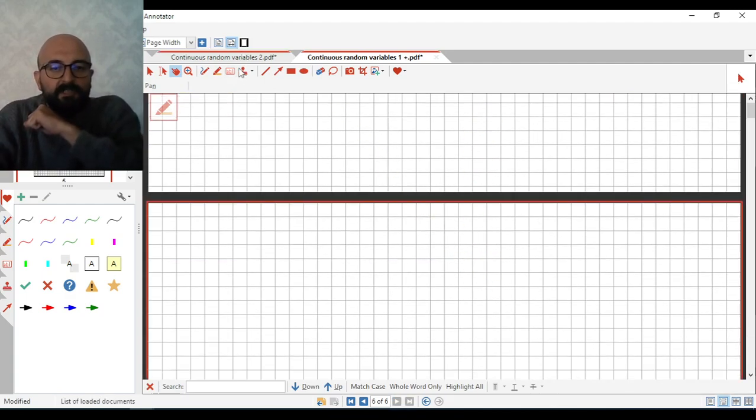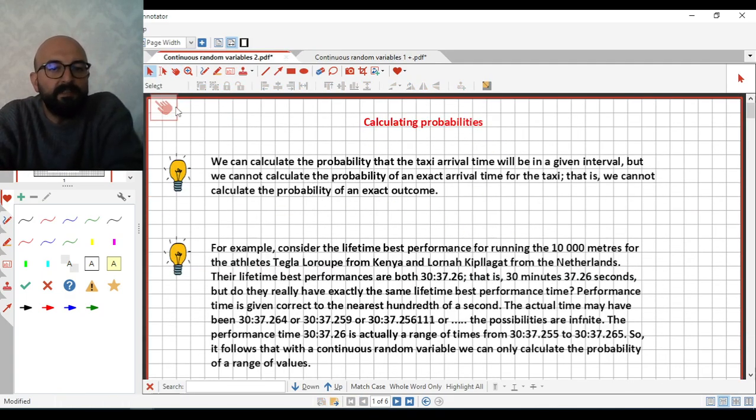And then the other section, calculating probabilities. We can calculate the probability that the taxi arrival time will be in a given interval, but we cannot calculate the probability of an exact arrival time for the taxi. That is, we cannot calculate the probability of an exact outcome.